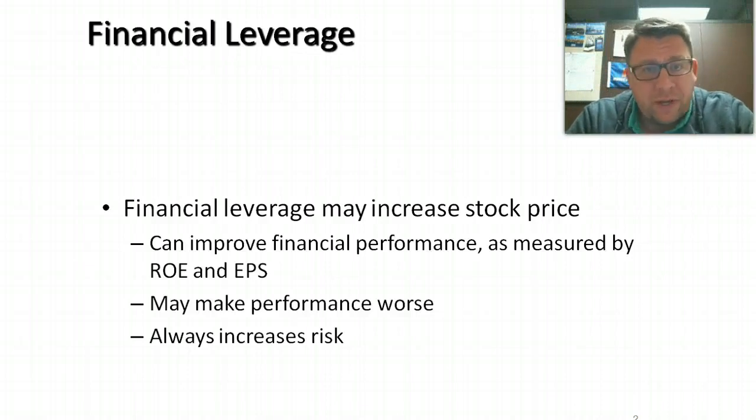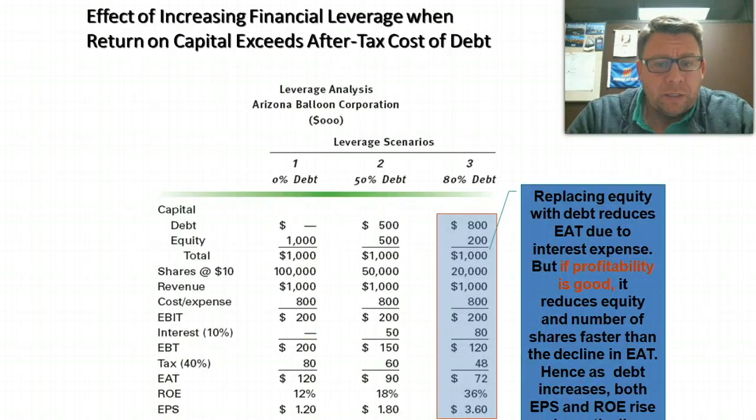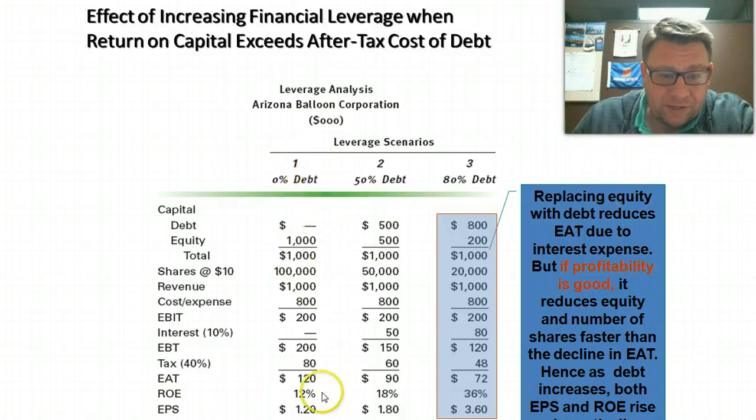Leverage works both ways, though. It could make performance worse, and regardless of going up and down, leverage always increases risk. So let's look at this example. We have a company here, and its performance at 0 debt, 50% debt, and 80% debt.